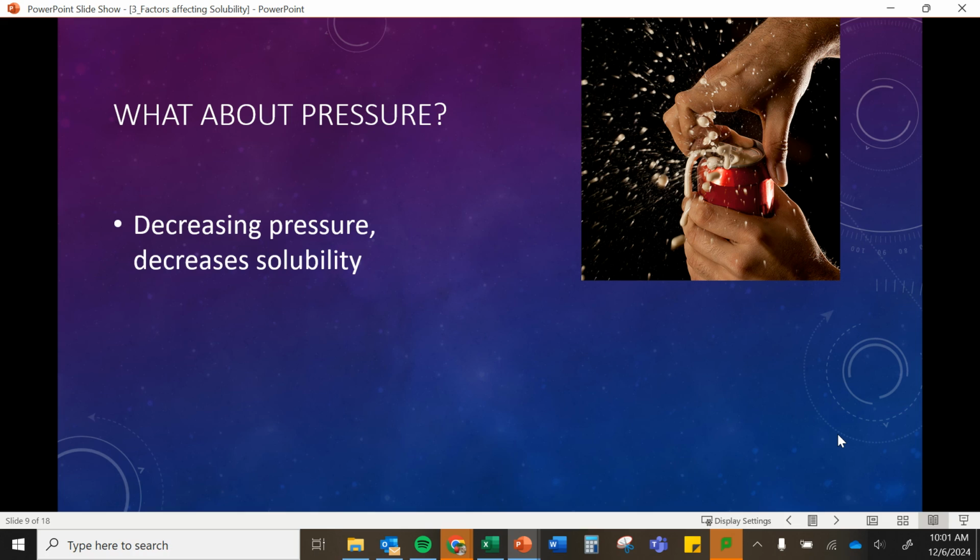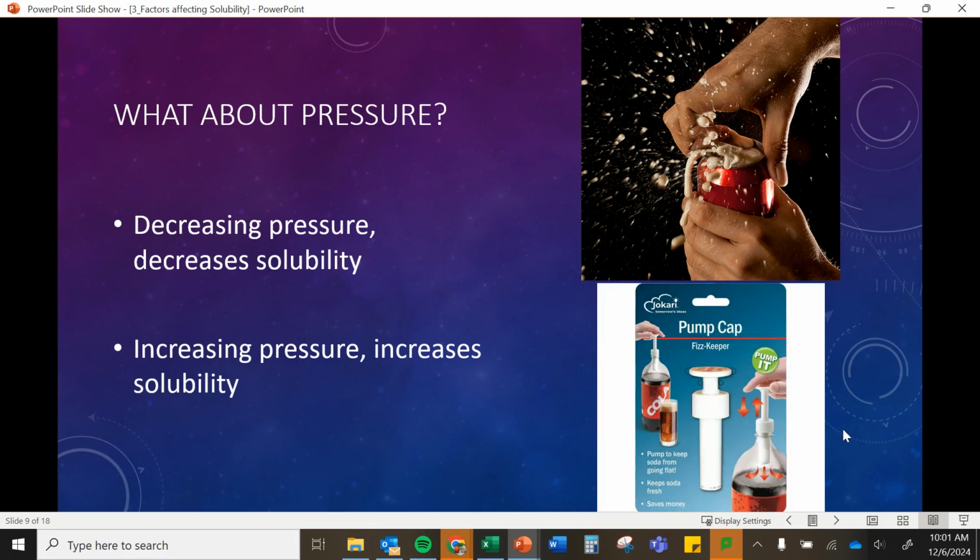So when we have gas dissolved in a solution, just like when we have a solid dissolved in a solution, we don't see the particles. Only when they're coming out of the solution do we see those bubbles. So increasing the pressure, opposite here, is also going to increase the solubility. You might have seen these pump cap fizz keepers, and the idea is that if you have a 2-liter soda, you can screw on the fizz keeper and pump it in to increase the pressure to keep it from going flat and keep the solubility increased.